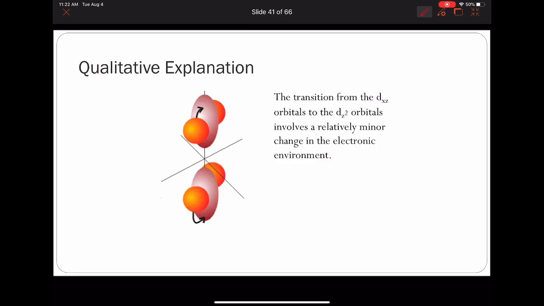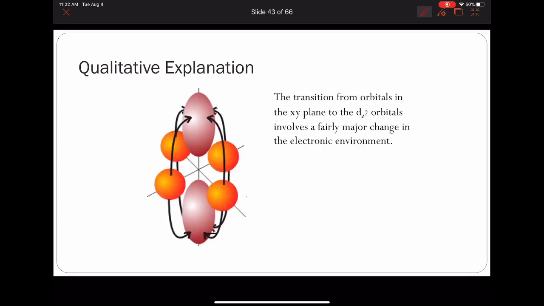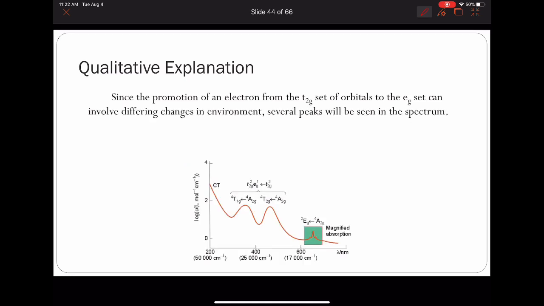Let's look at this a little more closely. If we look at a transition of dxz to dz squared, again, the region of space, the volume that's occupied by our dxz orbital is nearer to the dz squared orbital. Whereas if we consider a system where we have dx squared minus y squared transitioning to dz squared, there's a much more substantial change in the electronic environment for that system. So this is just a qualitative approach to explain how those transitions might occur.